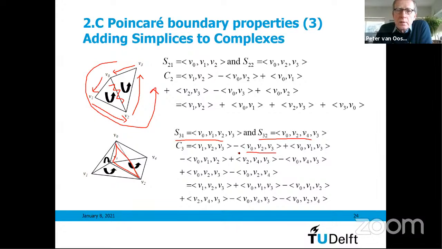Look at the sign here. V0, and here is the other one. Here is the plus sign. Here is the minus sign. So they cancel out. And in the end, we obtain 6 boundary triangles, which are the boundary of this polyhedron. That is a simplicial complex in 3D.